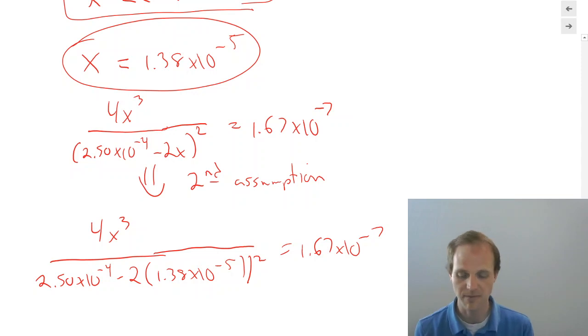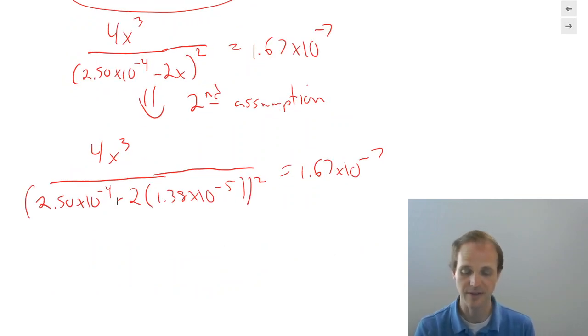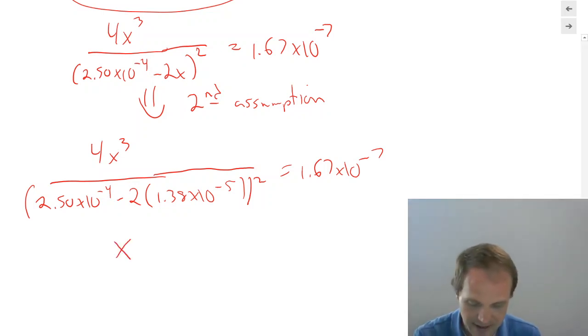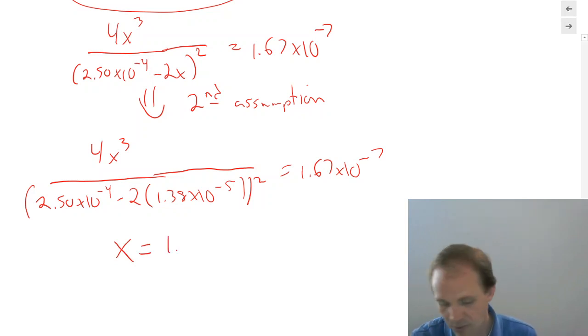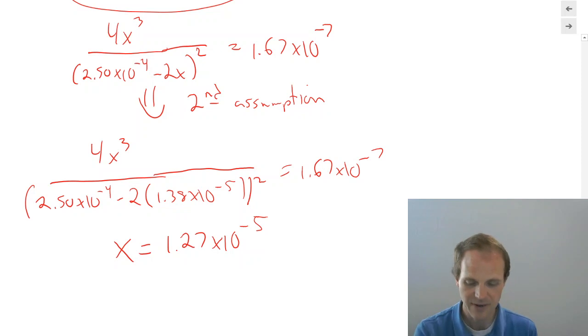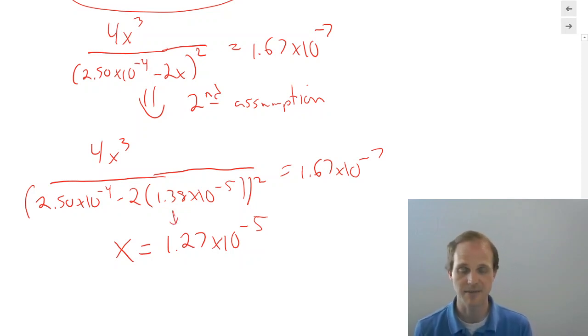Now that's just a bunch more math, right? You have to do 2 times 1.38 times 10 to the minus fifth, subtract that from 2.50 times 10 to the minus fourth, square that, multiply it, divide by 4, take the cube root. I'm not going to do all that math for you. And what I get is that x, if I solve this, is 1.27 times 10 to the minus fifth. And so I went from 1.38 times 10 to the minus fifth to 1.27 times 10 to the minus fifth.